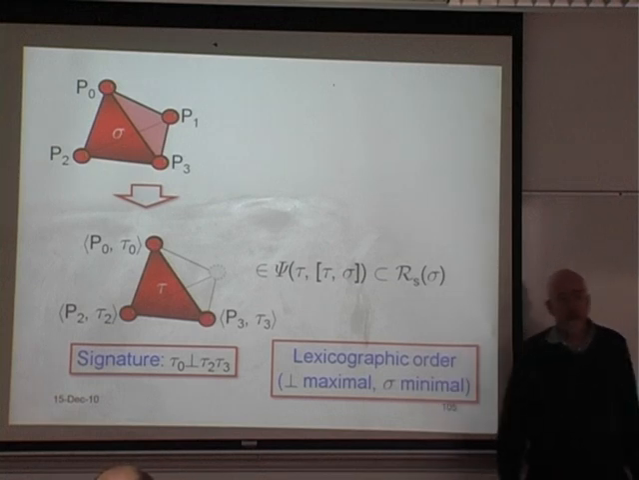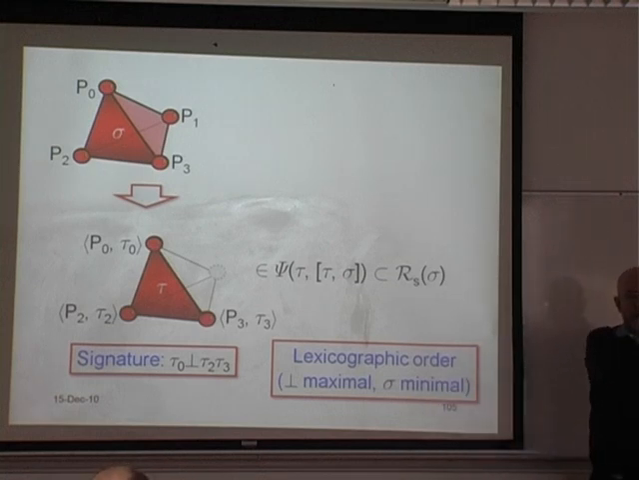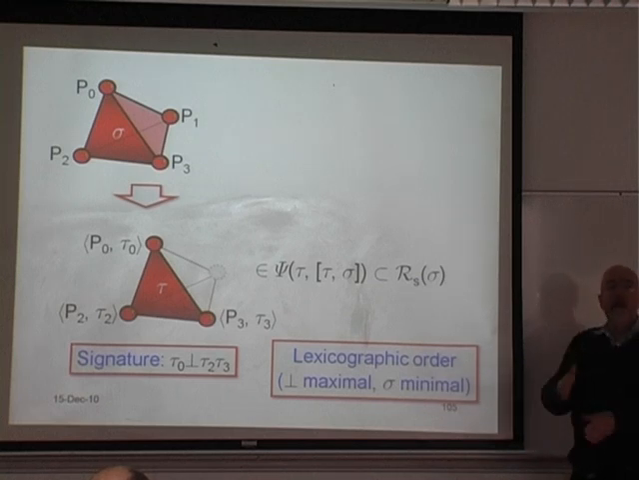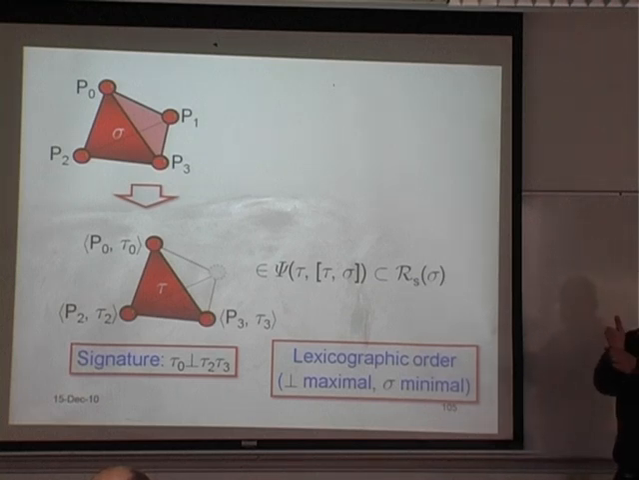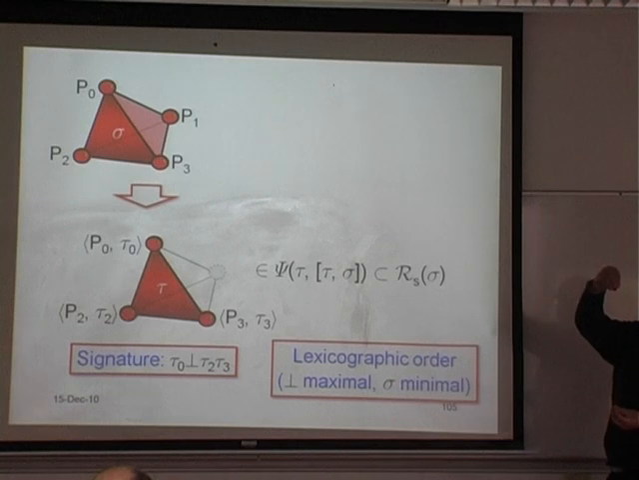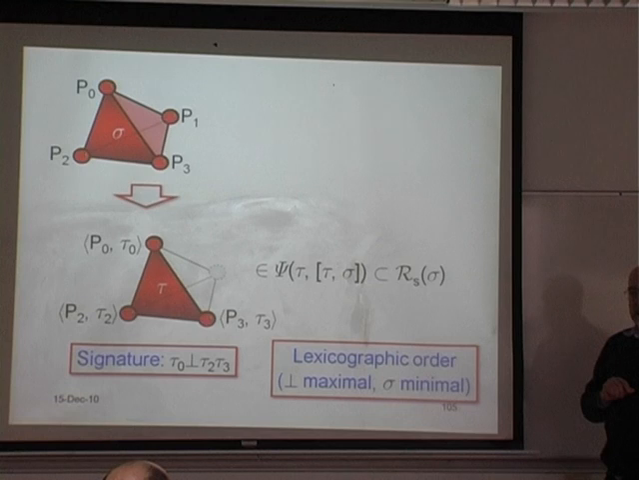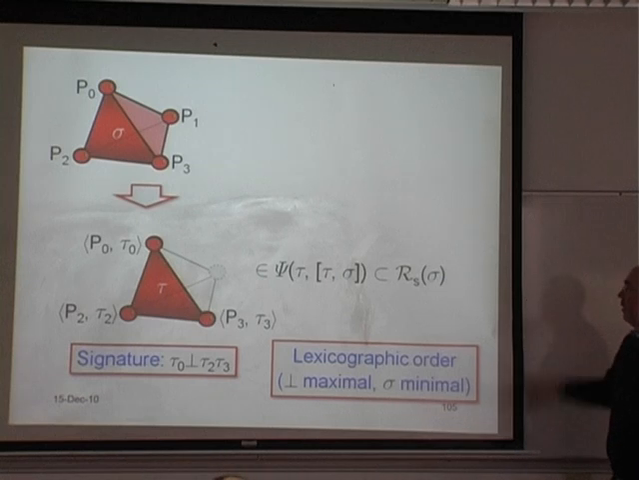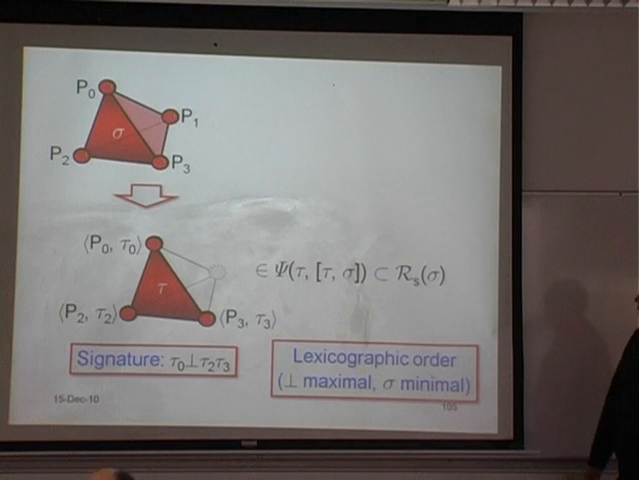Lexicographic order means given two of these things, I look at the first two symbols, the next two symbols, and so on. I find the first place where they differ, and then I look at the order of those two symbols, and that's the order of the actual object. There are lots of other orders you could choose, but this one seems to be the most convenient one that we found.